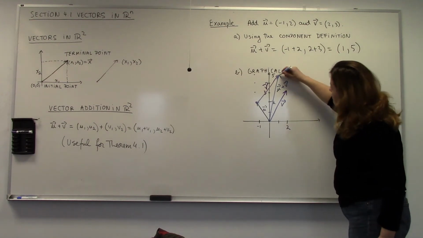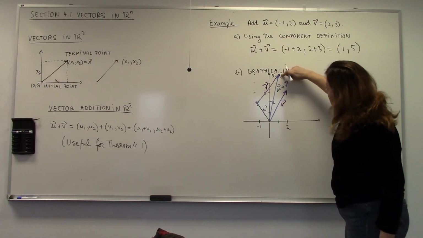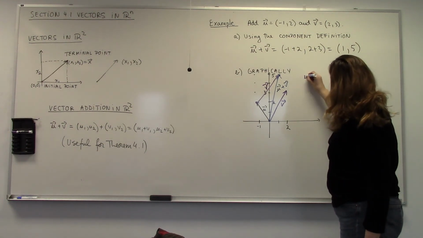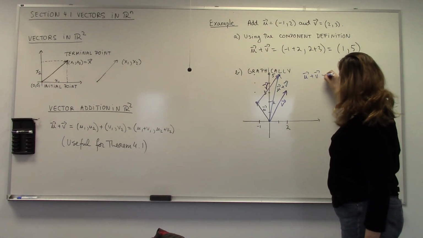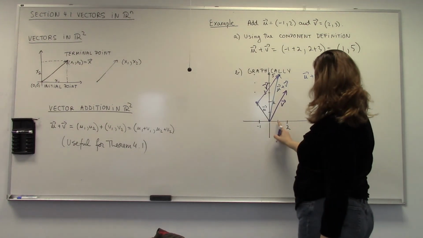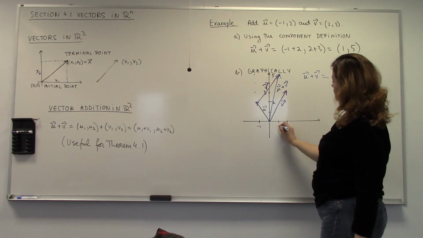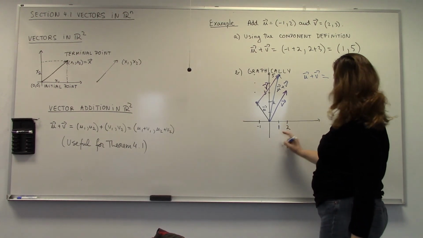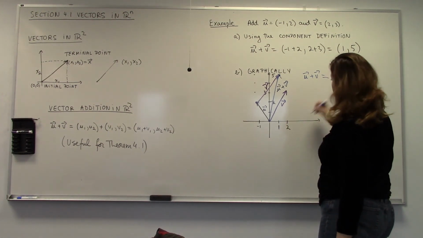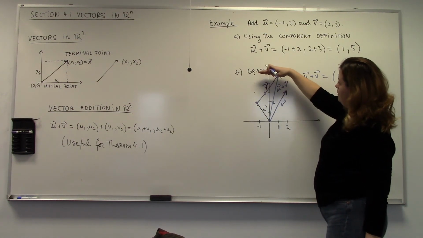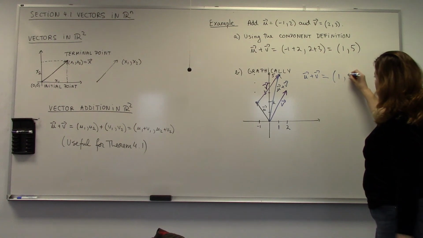Now let's see, where does this end? Where is the terminal point of vector u plus v? So the terminal point of vector u plus v is going to be at, let's see, we went from -1, we went 2 over, so the x-coordinate is going to be 1. And from 2, we went 3 up, so the y-coordinate is going to be 5.